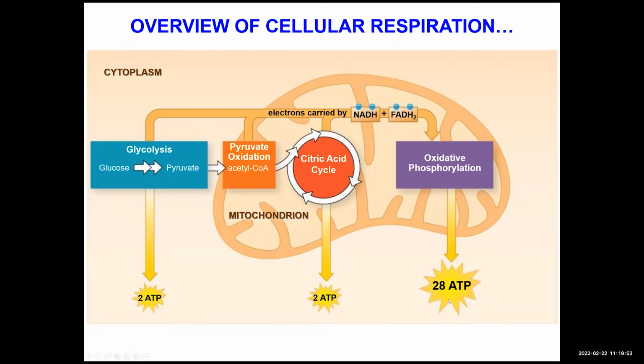And you'll notice that most of our energy is going to be made in this very, very last step. So here we're going to be making the bulk of our ATP. So we're going to use ATP to power all of the other things that the cell is going to work on. The other thing we want to think about is these are coenzymes.